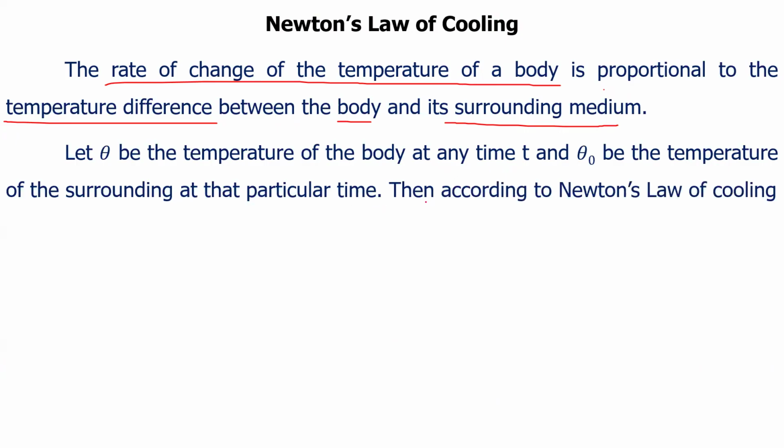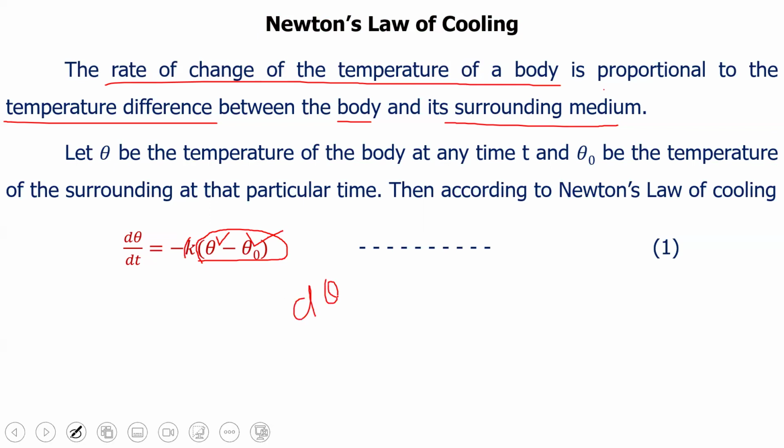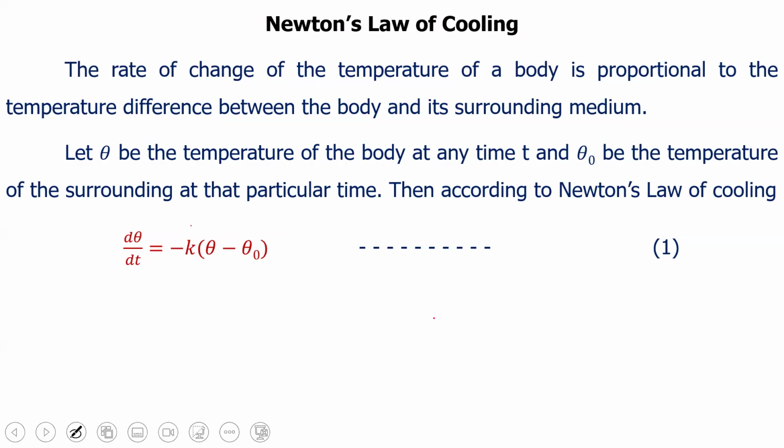Then according to Newton's law of cooling, d theta by dt is equal to minus k times theta minus theta 0. So theta minus theta 0 is the difference of the temperature of the body and the temperature of the surrounding. This k is a proportionality constant, so this can be written as d theta by dt is proportional to theta minus theta 0, which is the difference between the temperature of the body and the temperature of the surrounding. Now, if we remove the proportionality sign, we write minus k.